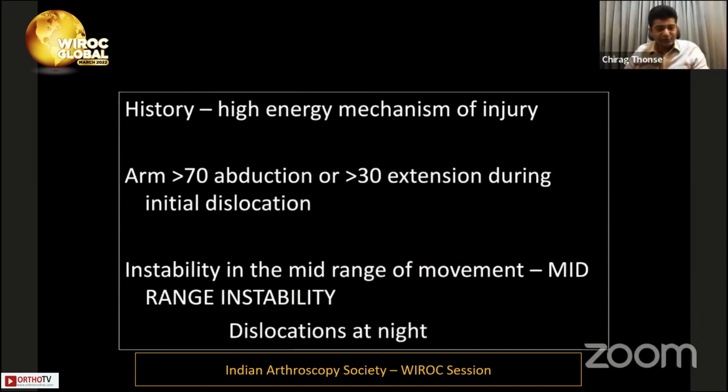Usually if it's a first episode with glenoid bone loss, these patients present to us with a high energy mechanism of injury. Typically they say the arm is in about 70 degrees of abduction and in more than 30 degrees of extension during the initial dislocation.